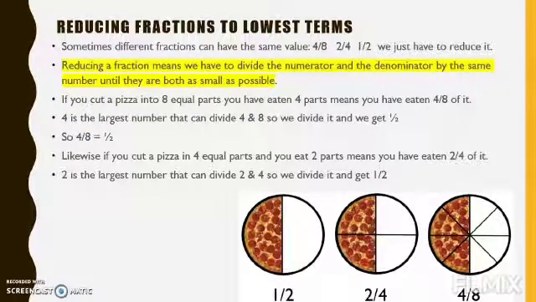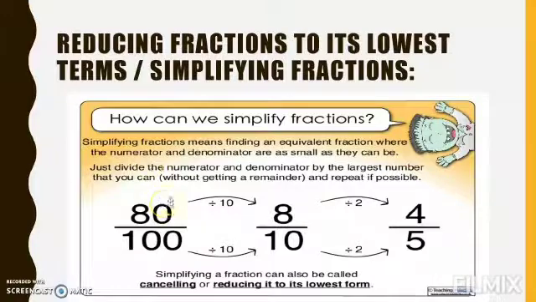To clarify this, let me show you one more example. How can we simplify fractions? Suppose 80 by 100. It's a big fraction. And simplifying a fraction means finding an equivalent fraction where the numerator and the denominator are as small as possible. We just have to divide the numerator and denominator by the largest number that we can without getting a remainder. And repeat if possible till we get to the smallest fraction or the lowest fraction possible.